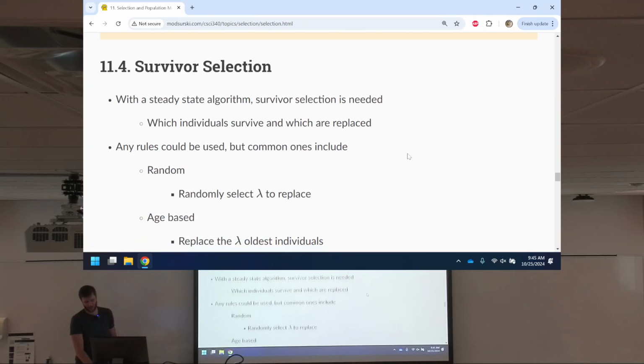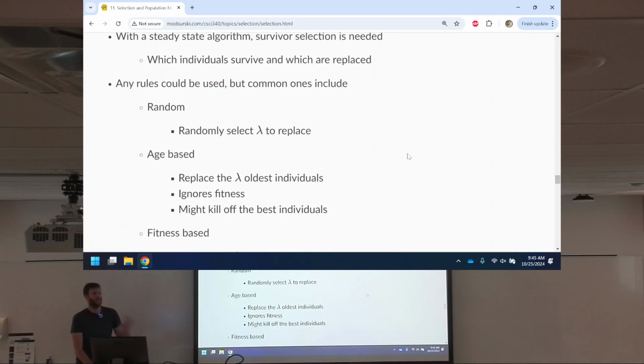So with a steady state algorithm, we need survivor selection. Remember, with a steady state, we've got a population, and it's one population. We select two, maybe they cross over, and I've got to put them back in the same population. But if I have mu things in here, and I selected two, now I have mu plus 2, but I need to pick 2 to replace, to put them back. How do I do that? This is what we're talking about right now.